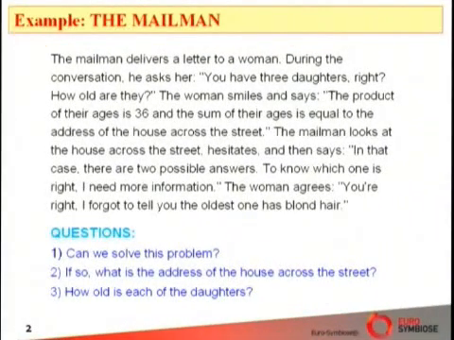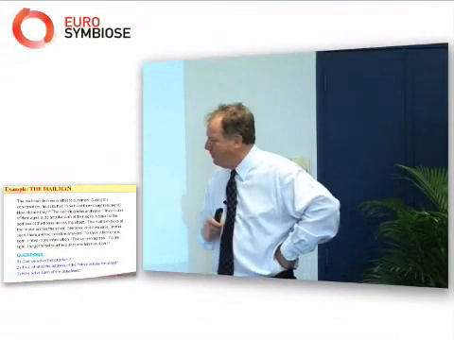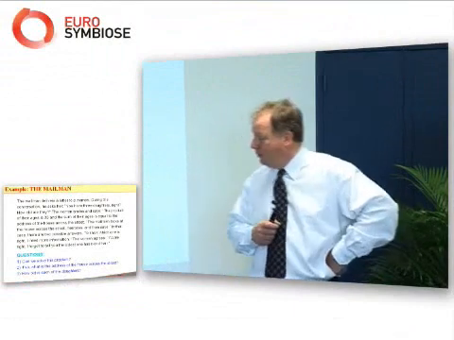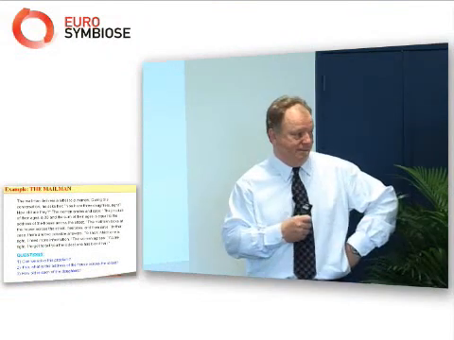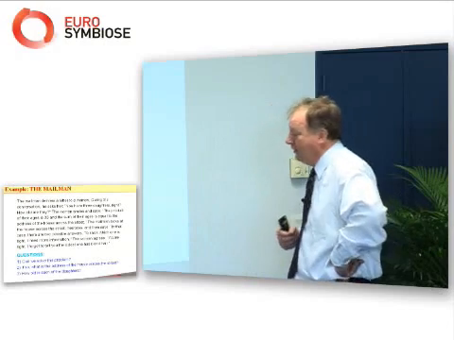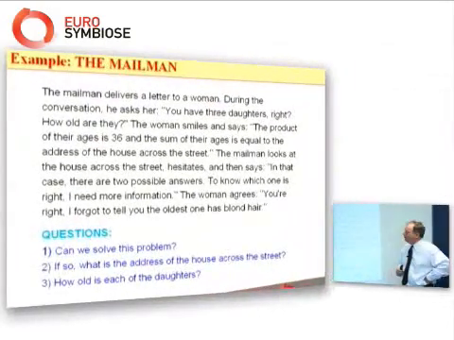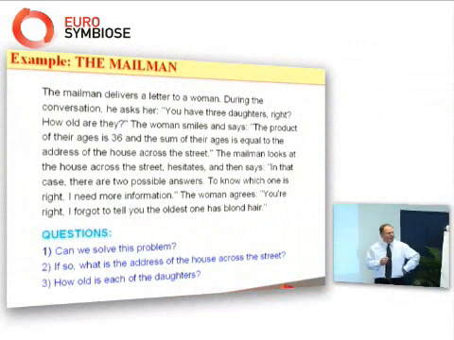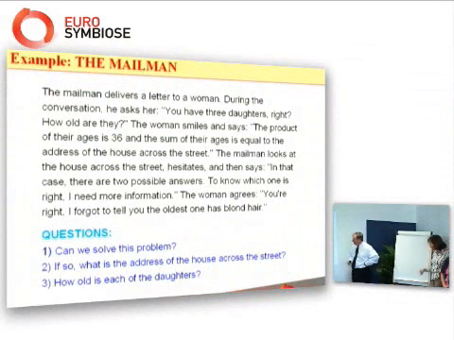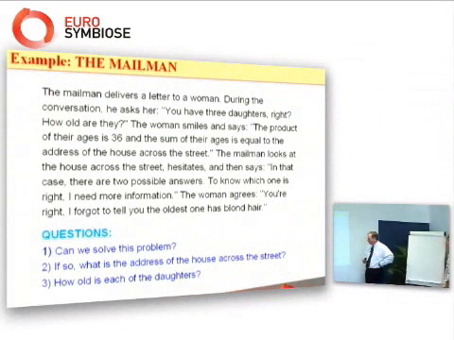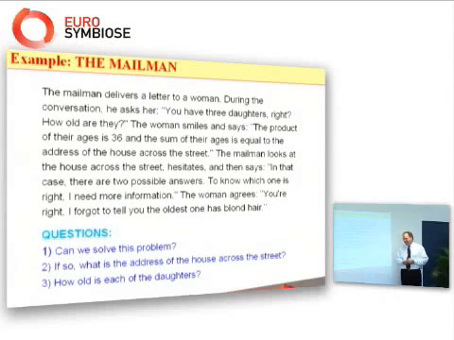So the mailman looks at the house across the street, hesitates, and then he says, "In that case, there are 2 possible answers. To know which one is right, I need more information." So the woman says, "You're right. I forgot to tell you, the oldest girl has blonde hair." So the first question is, can we solve this problem? Est-ce qu'on peut résoudre ce problème? The answer is yes. But now I'd like you to carry on. I'd like you to find out what is the number of the house across the street, and what is the age of each of the daughters.